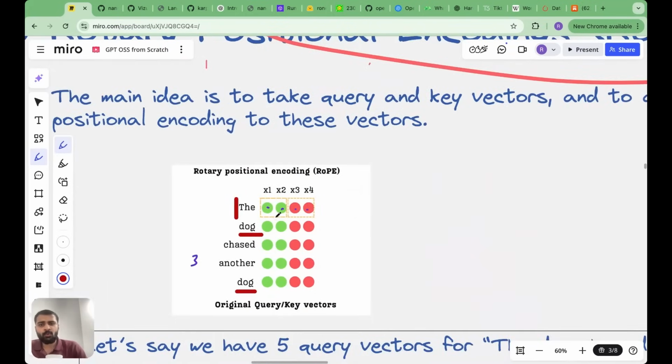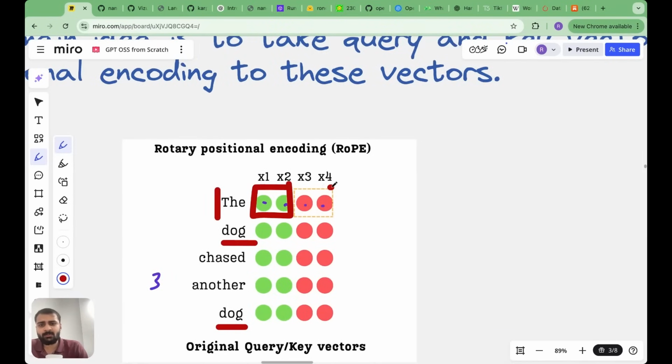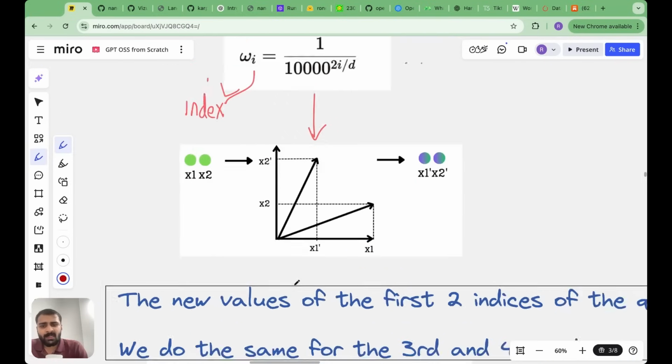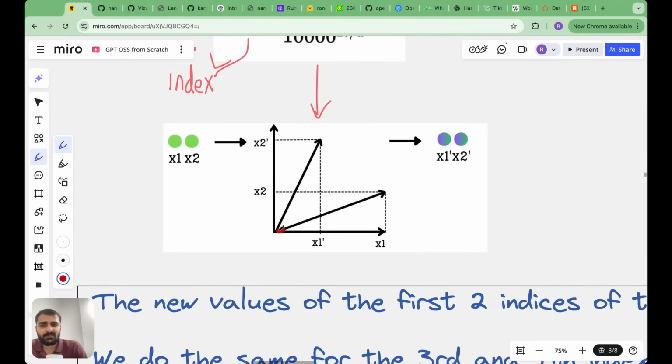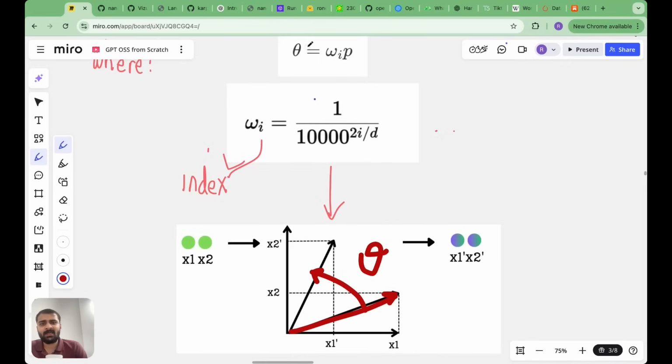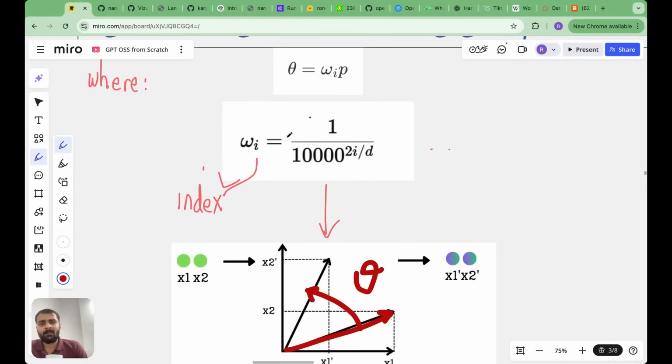We divide it into groups of 2. So x1, x2 will be one group, and x3, x4 will be the second group. And then let's represent this in a vector space. So this is x1 comma x2, right? To inject the information of position, we are going to rotate this vector by a magnitude theta, and we'll rotate by an amount which depends on position. The formula with which we'll rotate is given by this. This theta is w_i times p, where w_i is 1 divided by 10,000 raised to 2i divided by d. So this multiplied by p is the amount with which I'll rotate.